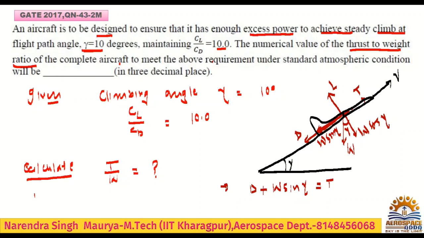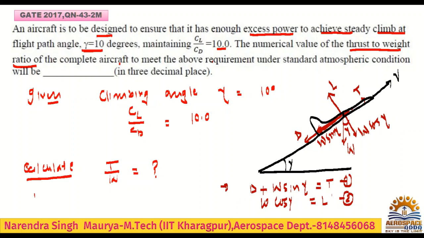Number two, that lift component. So W cos gamma is equal to lift. These two equations we have to use for our analysis. Thrust to weight ratio they are asking, right? Okay, no problem. We can calculate the thrust to weight ratio.